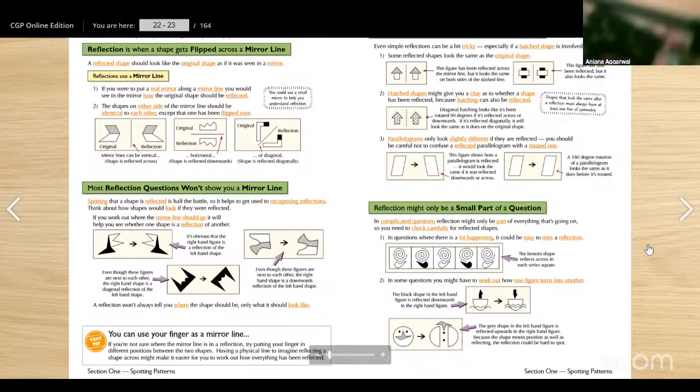Next, in some questions, you might have to work out how one figure turns into another. The black shape in the left-hand figure is reflected downward in the right-hand figure. Yeah. Okay. Did you understand that or not? Yeah.